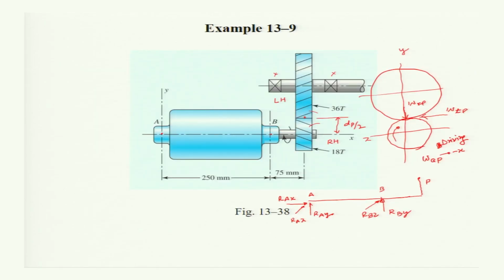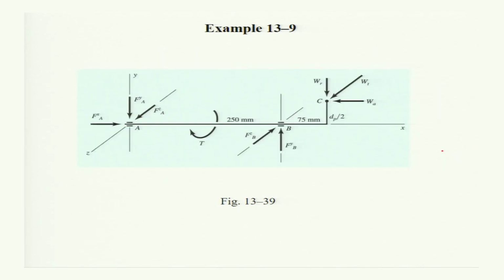Let us see what we have determined. WT is acting in the positive z, WR is in negative y, and WA is in the negative x direction. That is shown here. WA is in the negative x direction, and the reactions are taken as FBZ and FBY. This bearing B is not taking the thrust load, and there is no reaction in the direction of the axis. Bearing A is taking the thrust load, and so in the direction of x there is a reaction force, and the other reaction forces are given here, FAZ and FAY.